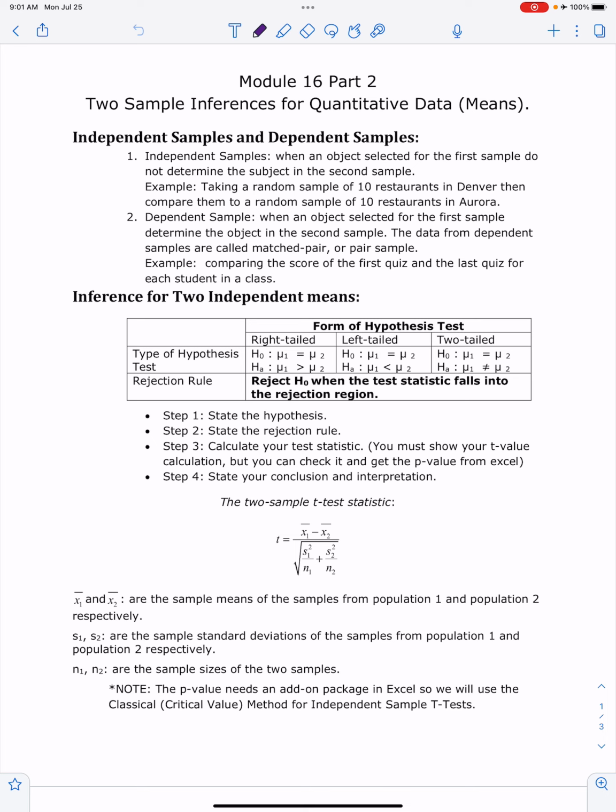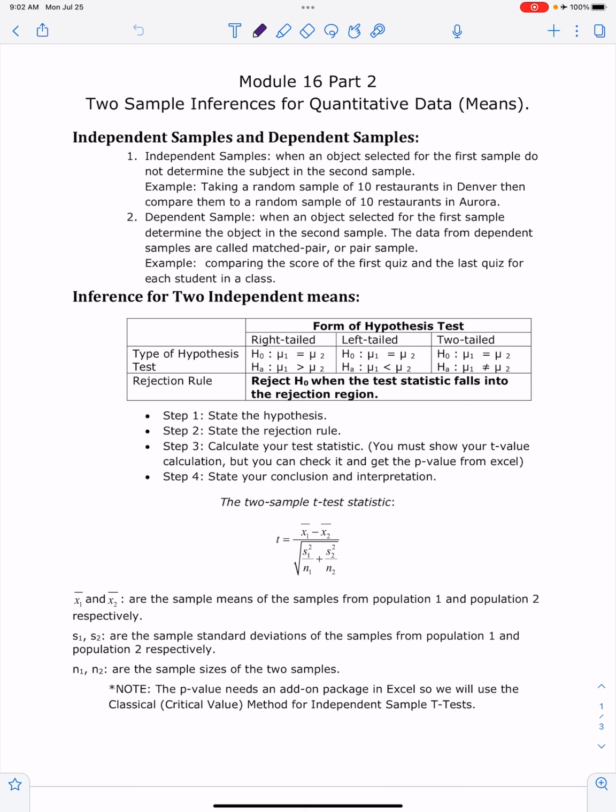So just so you know for the tests, anything that has to do with a sample mean will be done using the classical method, and our sample proportions, we can use the p-value method. So we have 2 different types of samples that we're talking about here. Independent samples, dependent samples. We will focus on independent samples here. A dependent sample would be when we have a matched pair, kind of a before-after situation, all that good stuff.